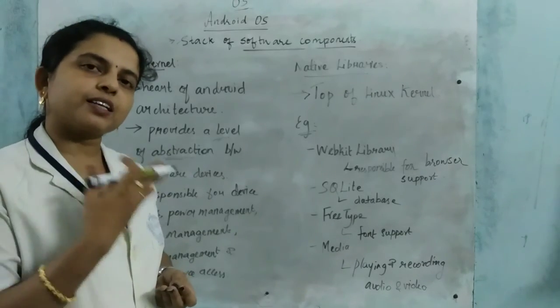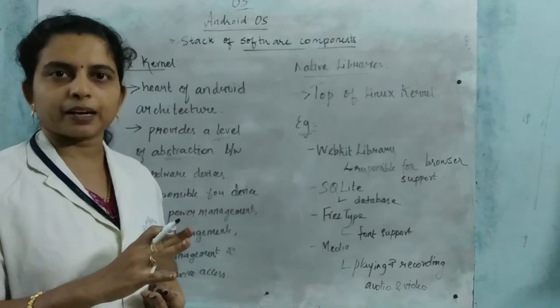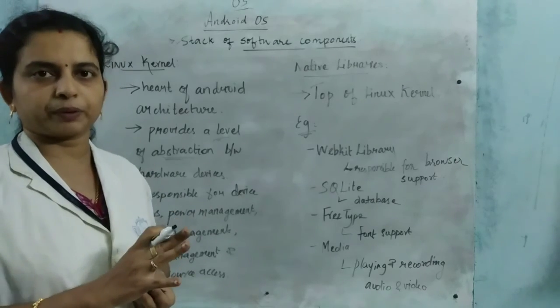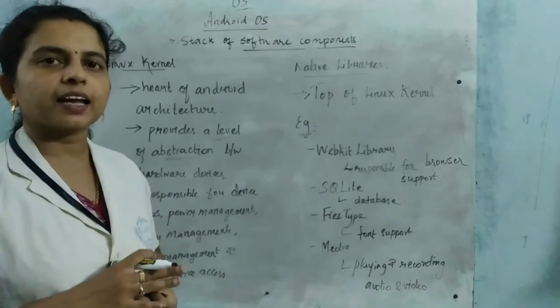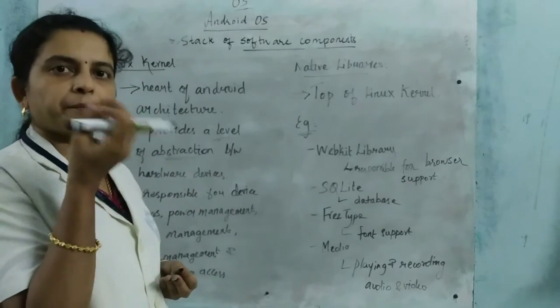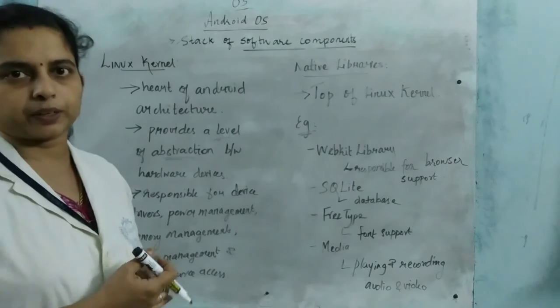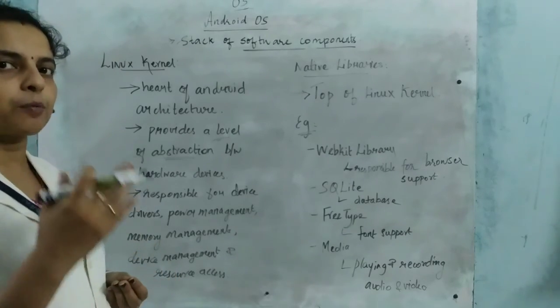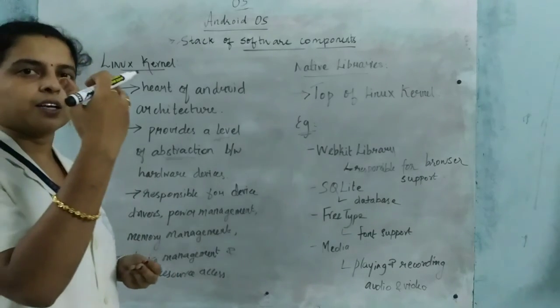As we learned in operating systems, the kernel is the basic thing, the heart of the operating system. Similarly, when you take the Android operating system, the Linux kernel acts as the main thing. It is the heart of the Android operating system. Okay, next we can see the next layer. What is the next layer after the Linux kernel?